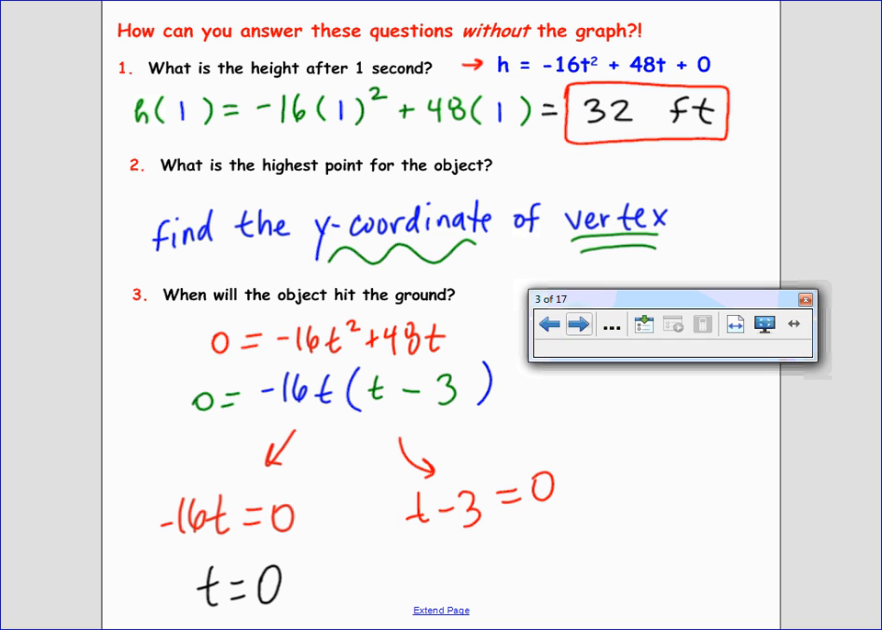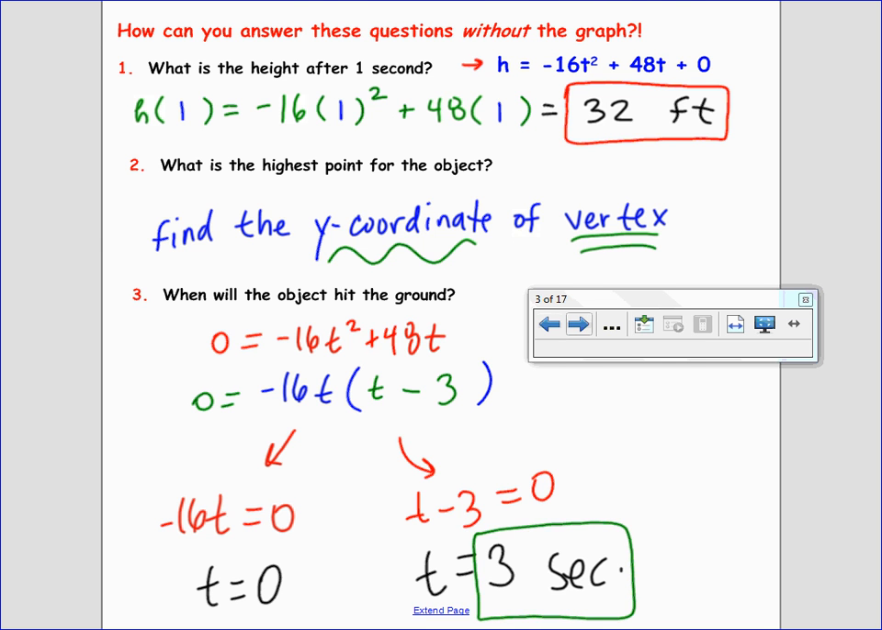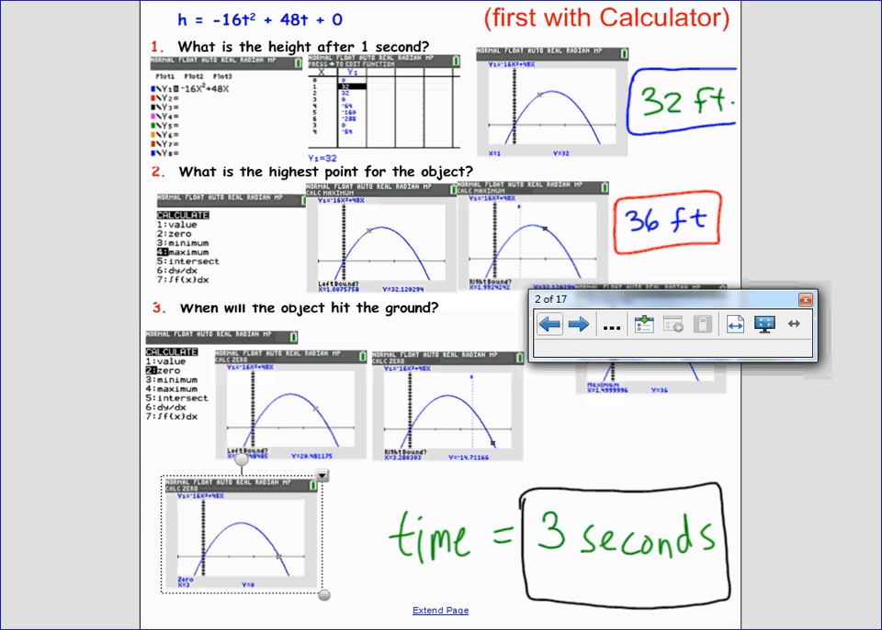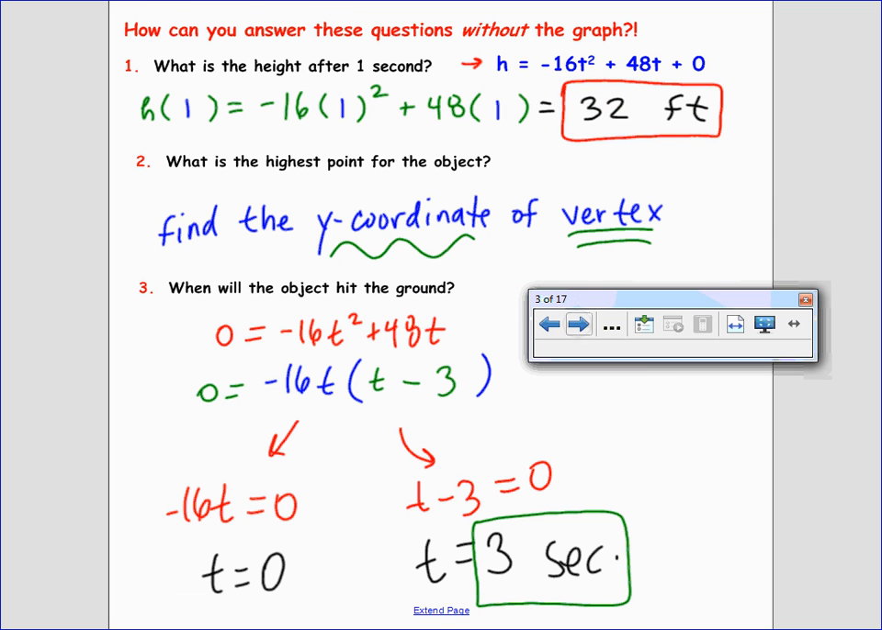And then what about the other one? I'd add 3, and I get t equals 3 seconds. So we got that graphically when we did second calculate zero, but we also were able to do it algebraically. So how do I find how long an object was in the air using projectile motion? I set h equal to 0 and solve for t. Depending upon what the equation looks like, you might use a different method, and yet our strategy was the same. We still set h equals 0 and solve for t.